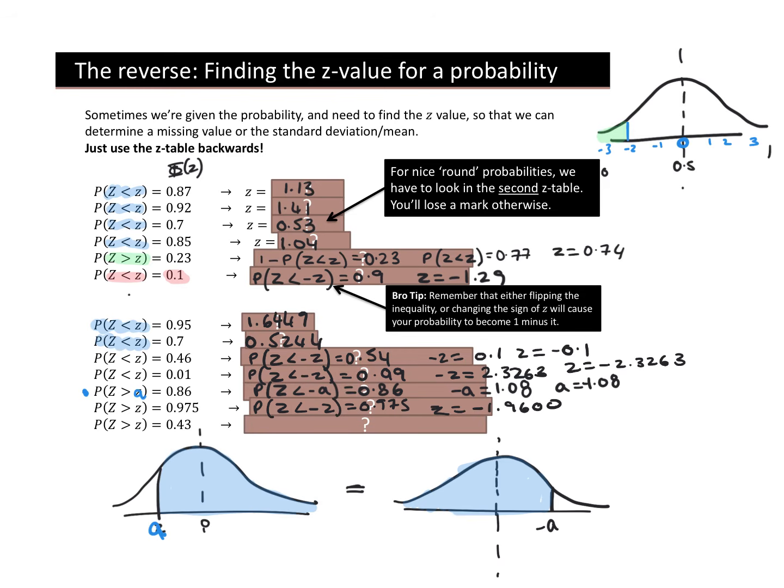Now for the last one, it's the probability of z being greater than z is 0.43. Now this one's slightly different because we just want the probability of it being greater than 0.43. So if we flip it, it's the probability of z being less than z of 0.57. So z equals 0.18.